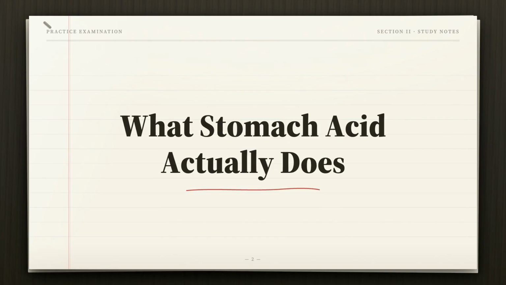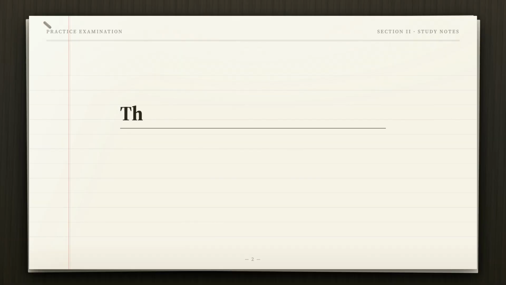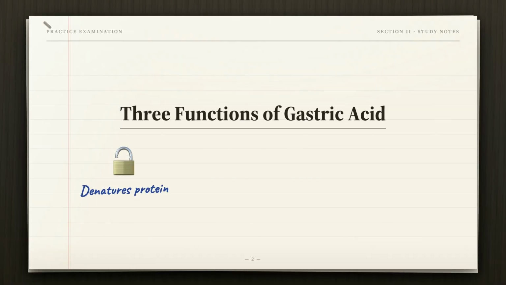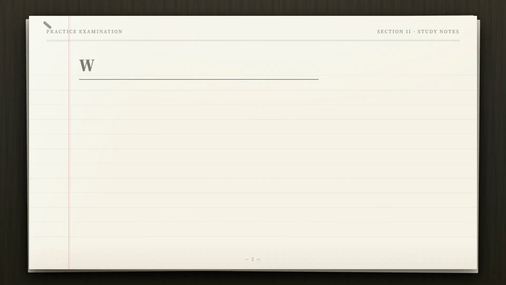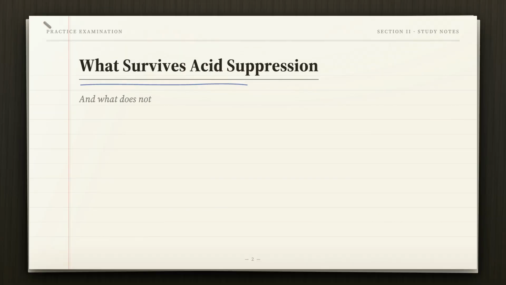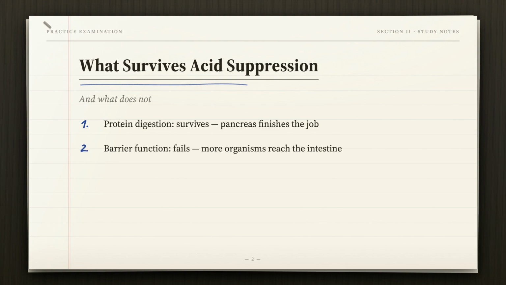The results tell us exactly which of acid's jobs are essential and which are not. Acid does 3 distinct jobs worth stating separately. It denatures dietary protein, unfolding it so peptide bonds become accessible. It converts pepsinogen into pepsin and sustains the low pH pepsin requires, and sterilizes the meal, killing most swallowed microorganisms. Protein digestion survives acid suppression because pancreatic proteases and brush border peptidases finish the job regardless.